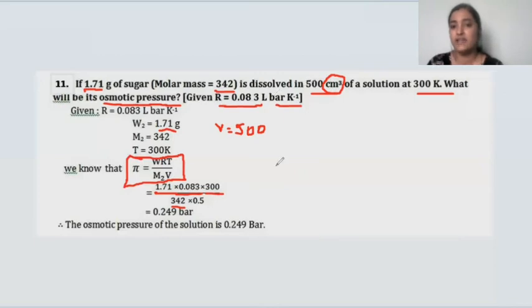So 500 cm cube becomes 0.5 meter cube when converted to meter cube. Okay, that is what we mentioned here.